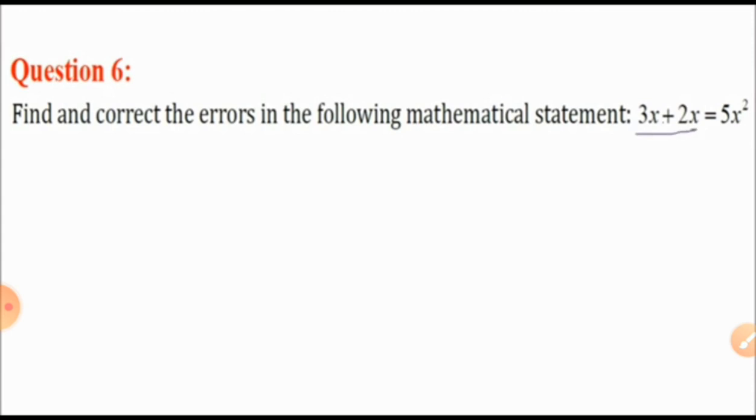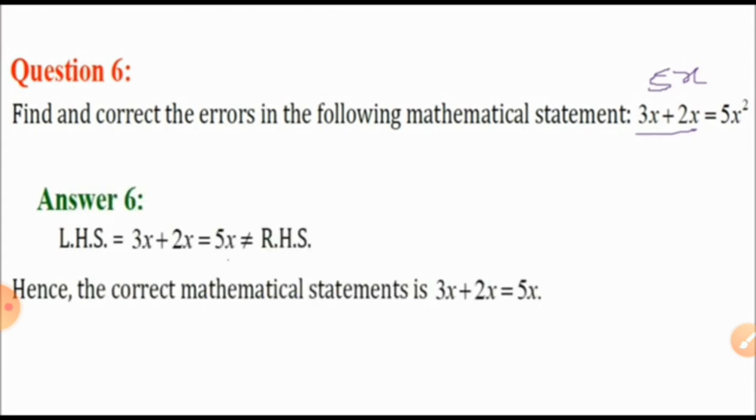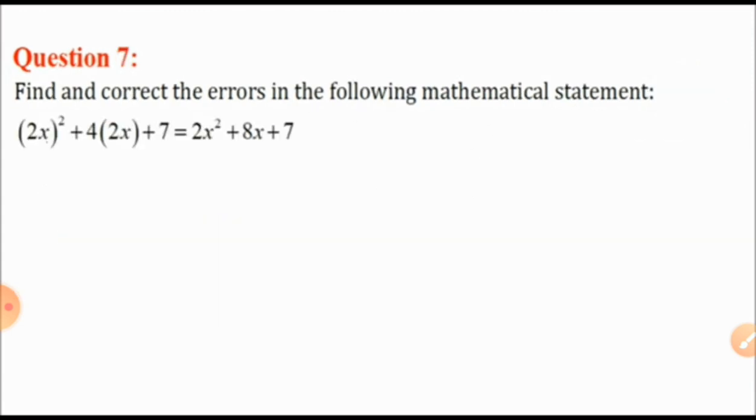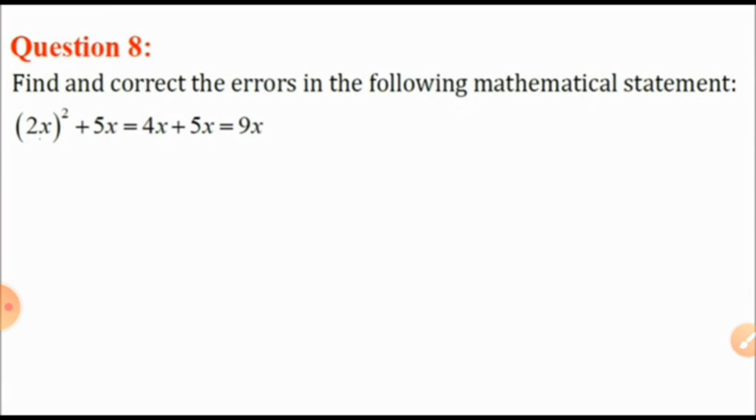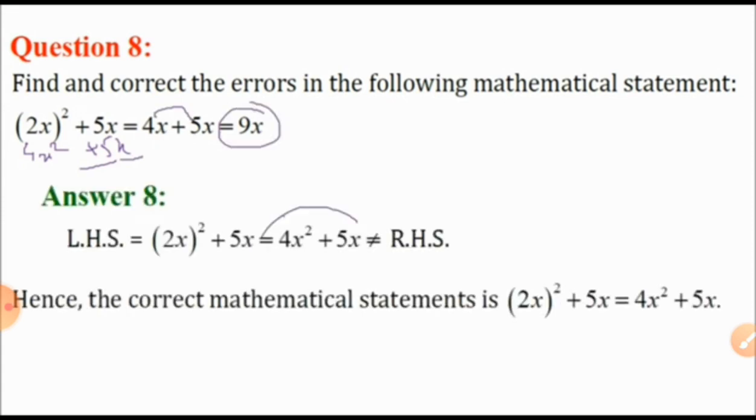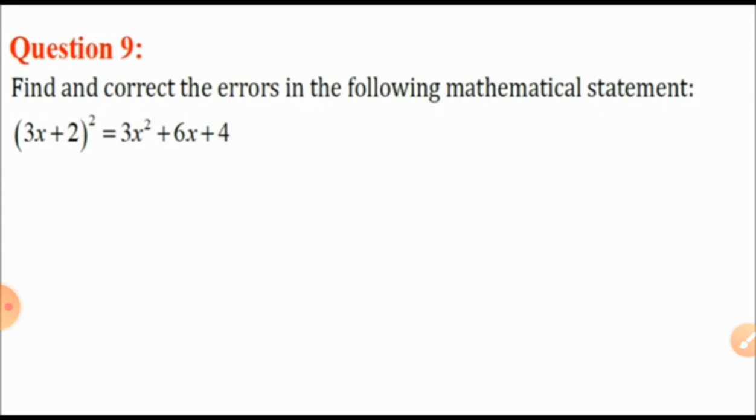Find this one mathematical error. Correct it also, every time. May I explain? Yes. Both of them are plus, we cannot multiply it. Whenever it's multiplied, then and only then it is possible. 2x square whole square means 4x square plus 8x plus 7. So 4x square in place of 2x square is wrong. Okay, find and correct it. 2x square means 4x square plus 5x. That means 4x plus x is equal to 9x. Wrong, dear. Because both the terms are different, but this second term is correct. Afterwards it's correct. Ninth one.